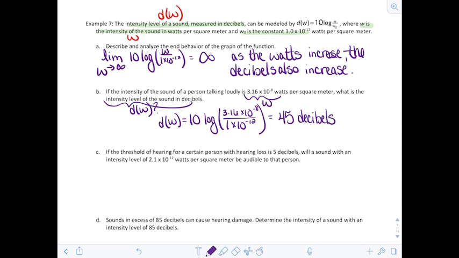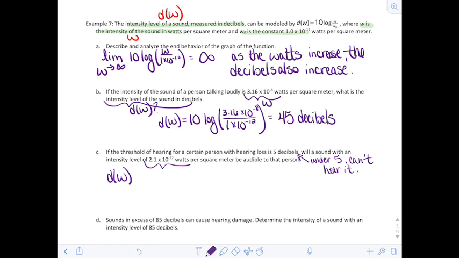Okay, now we're going to still use that information and look at question C. It says, if the threshold for a certain person with hearing loss is 5 decibels, will a sound with an intensity level of 2.1 times 10 to the negative 12 be audible? So what this means is under 5 decibels, they can't hear it. So let's see if the watts are 2.1 times 10 to the negative 12.